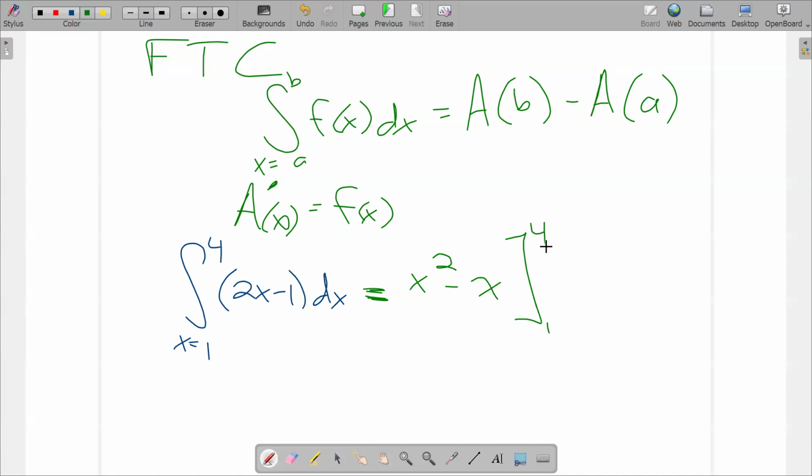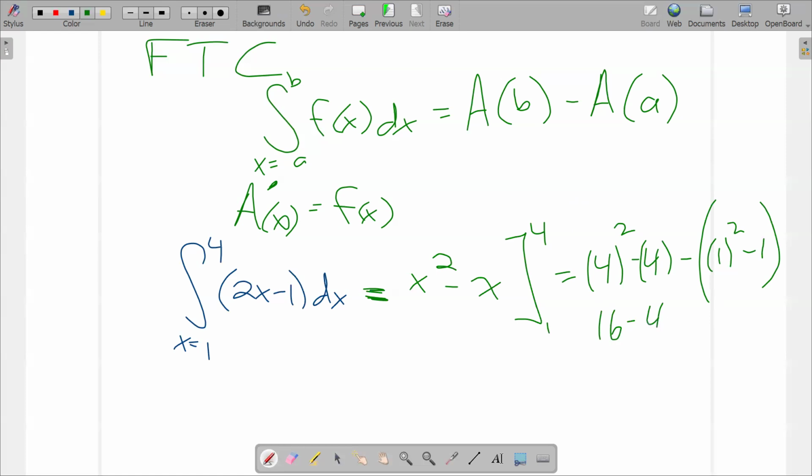And then the fundamental theorem says just plug in the 4. And then subtract, plugging in the 1. And that should be the answer. So let's see. 16 minus 4 minus 0 is 12. Oof, I like that way better.